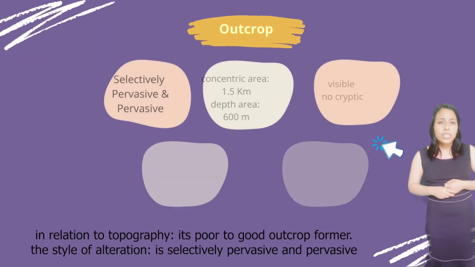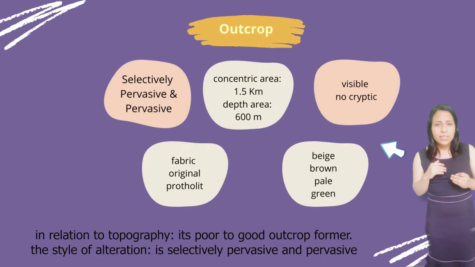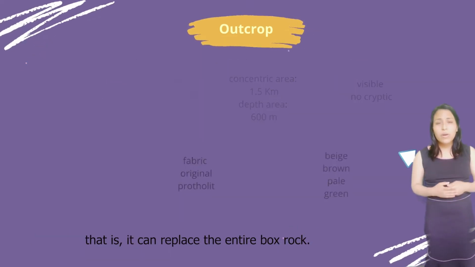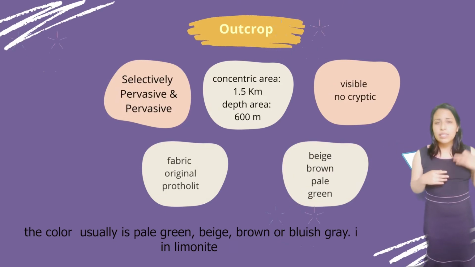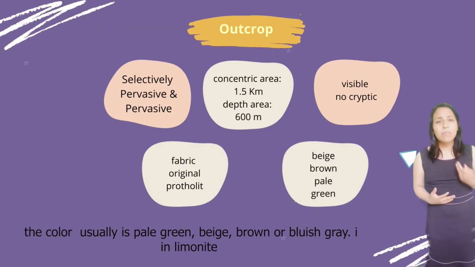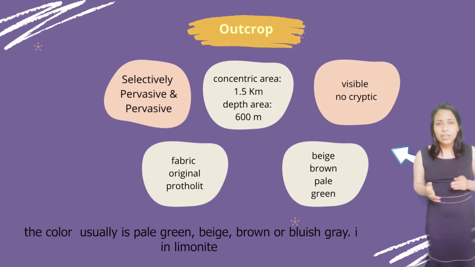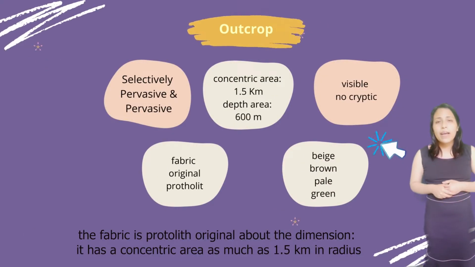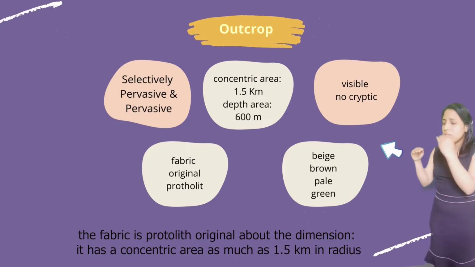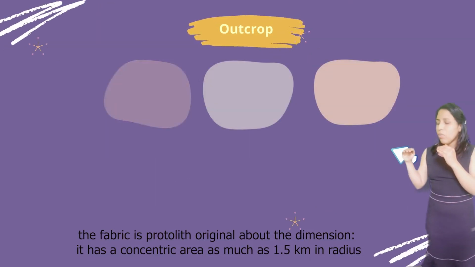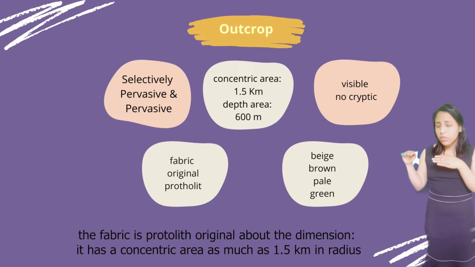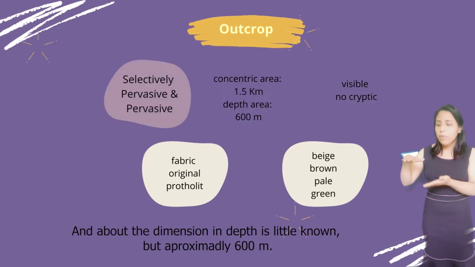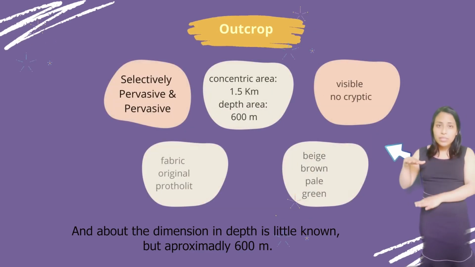The style of alteration is selectively pervasive and pervasive, that is, it can replace entirely the host rock. The color usually is pale green, beige, brown, bluish gray, and lemon. The fabric is protolithic, original. About the dimension, it has a concentric area as much as 1.5 kilometers in radius. And the dimension in depth is little known, but approximately 500 meters.